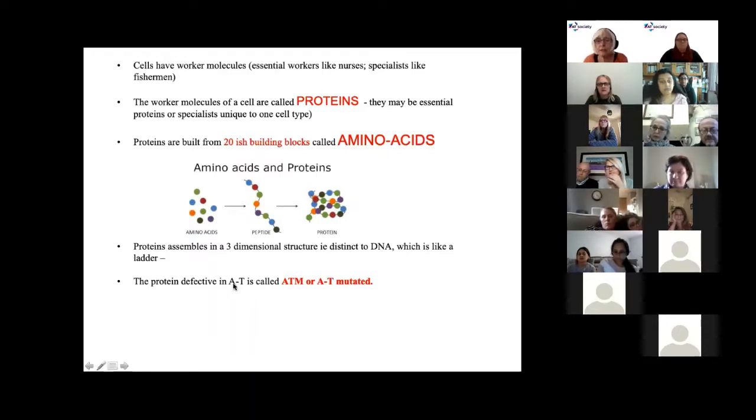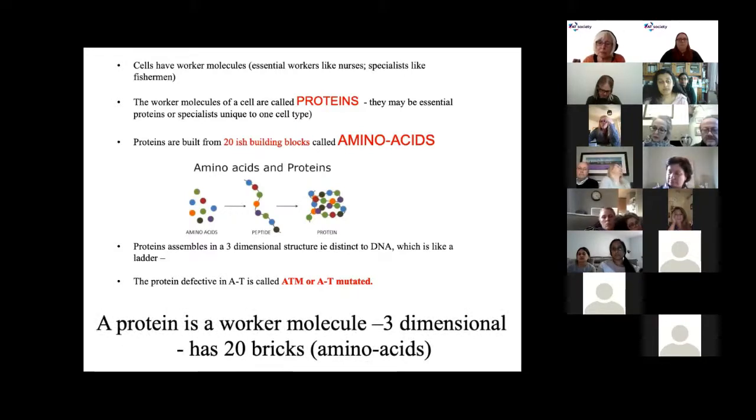The protein defective in AT is called AT mutated, or shortened to ATM. And it's a bit of an odd nomenclature, but what it means is that the protein that causes AT, the disorder, is mutated when it's causing that disorder. So it's called ATM even in a person that has normal protein. So a protein is a worker molecule, it's 3-dimensional, and it has 20 building blocks called amino acids.